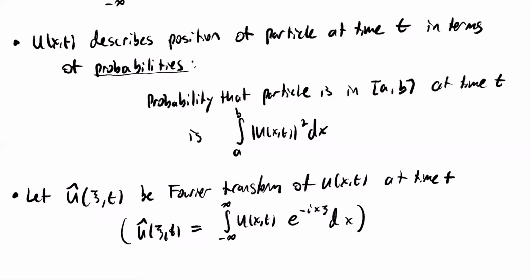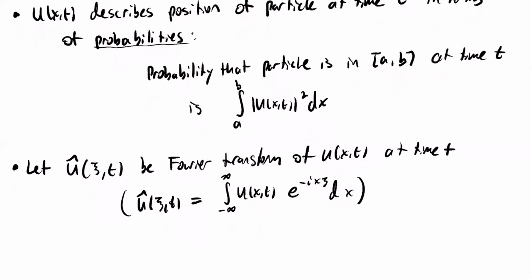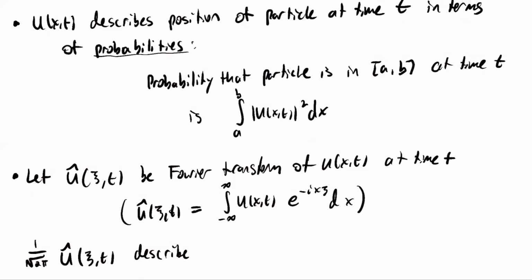It turns out that this Fourier transform also has a physical interpretation in quantum mechanics. If you look at u hat of ξ,t and multiply it by 1 over the square root of 2π, this will describe the momentum of the particle in an analogous probabilistic way. So this describes the momentum of your particle at time t.